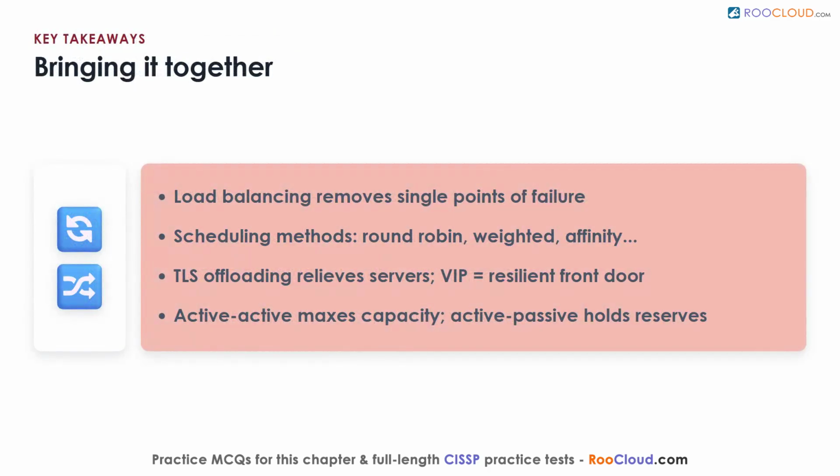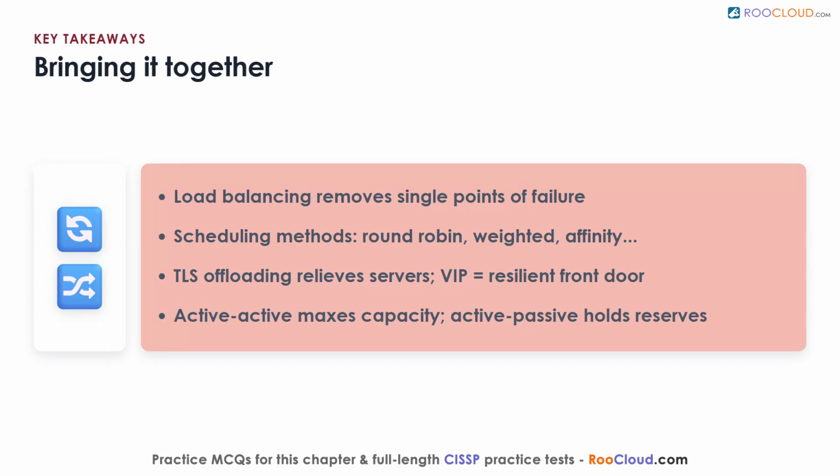So let's bring it together. Load balancing spreads work to cut response time, lift throughput, and remove single points of failure. A balancer chooses targets by scheduling methods, from round robin to weighted to affinity. TLS offloading relieves servers of encryption overhead, and virtual IP addresses give a pool one resilient, scalable front door.